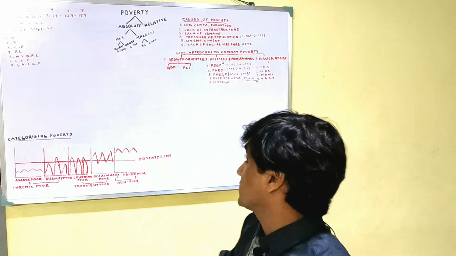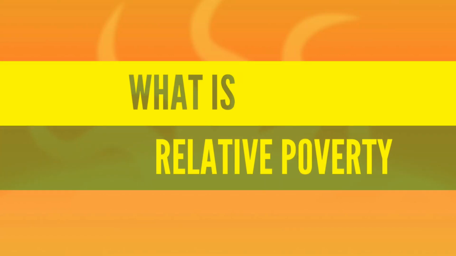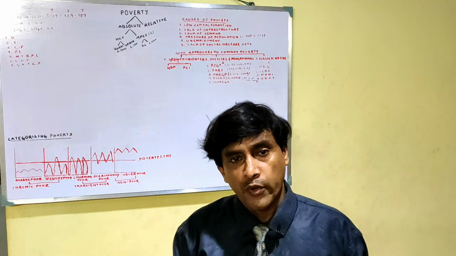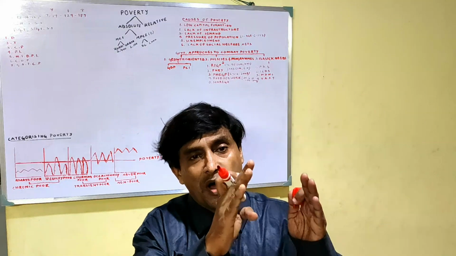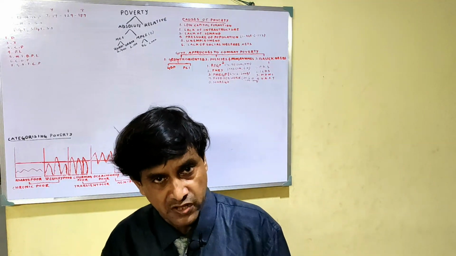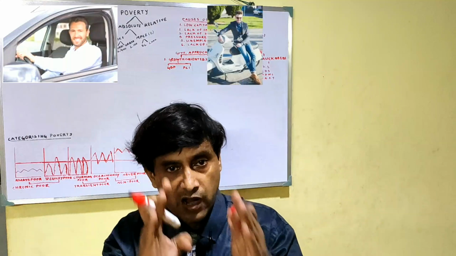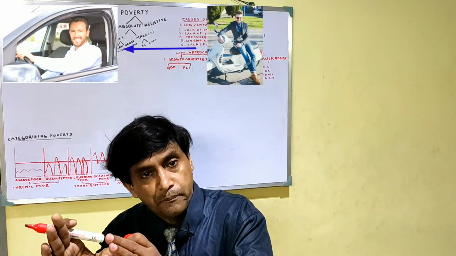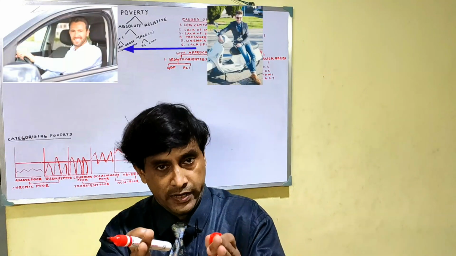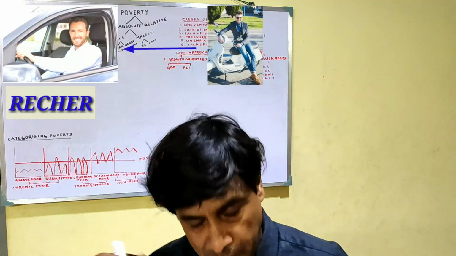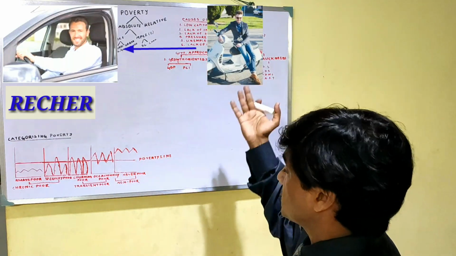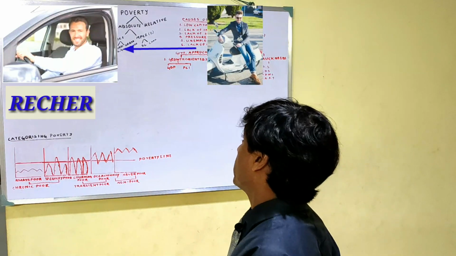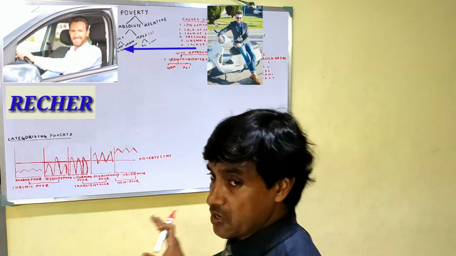The next question is, what is relative poverty? In case of relative poverty, we compare one person to another person, or one region to another region, or one country to another country. Say for instance, if one person has a car and another person has a scooter, the person who has the car is relatively richer than the other person. So it is compared with another person, region or country. So the types of poverty are already clear.